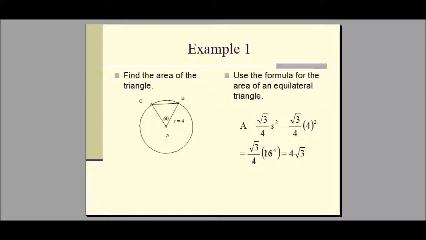Here is an example of how to find the area of a triangle. We are given a circle with center at A, and a triangle is drawn into that, and we're told that one of the angles is 60 degrees and that the radius equals 4. We know it's equilateral because of what was discussed in the previous slide. And since the radius is 4, one of the side lengths of the equilateral triangle is also 4. We go to the area formula, A equals the square root of 3 over 4 S squared. We replace S with 4 and do the math. And the final answer is 4 square root of 3.